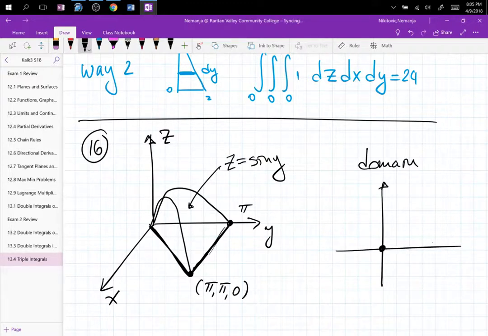So the origin is in the game. One of the points is there. We definitely go all the way to pi on the y-axis. And then we also go to pi on the x, and we connect. So this is our region.